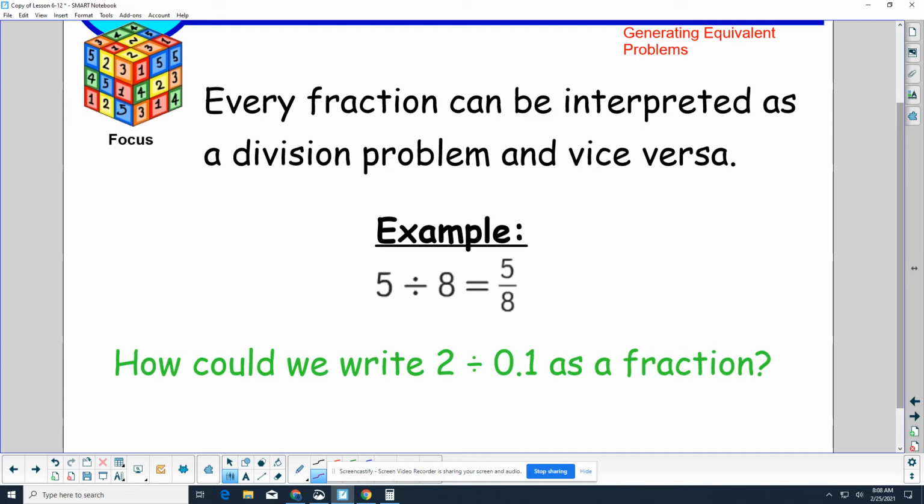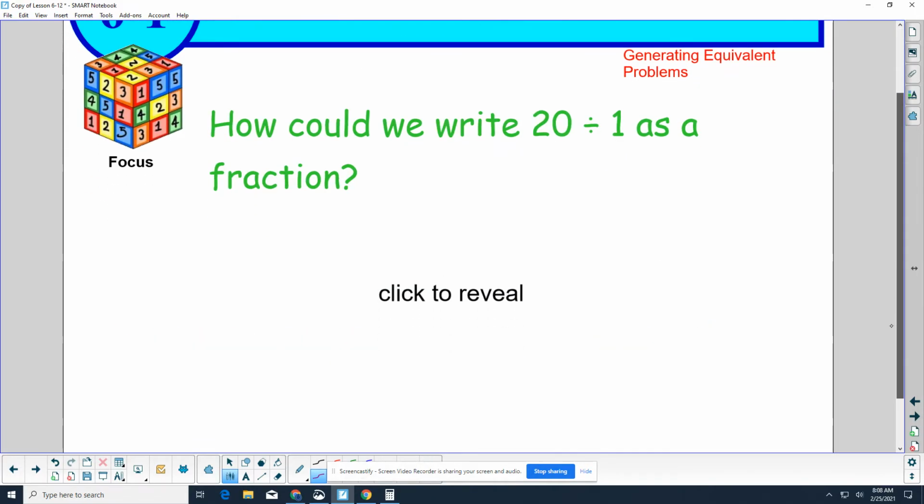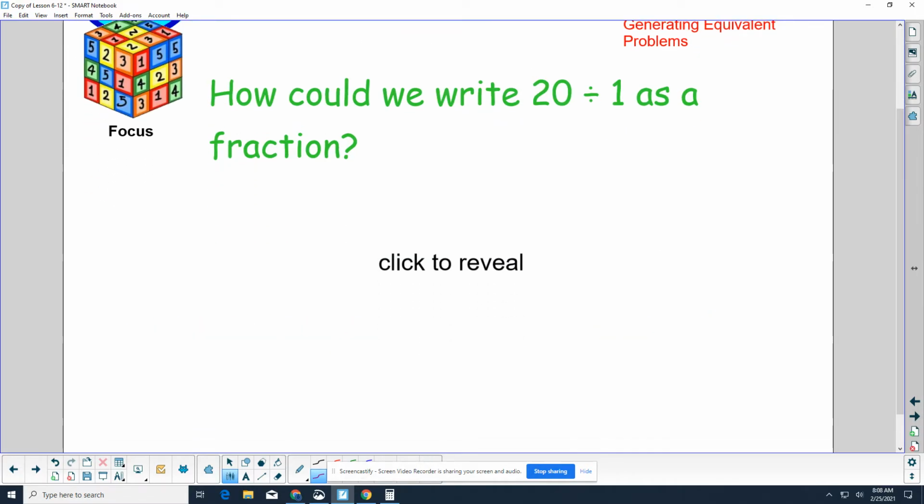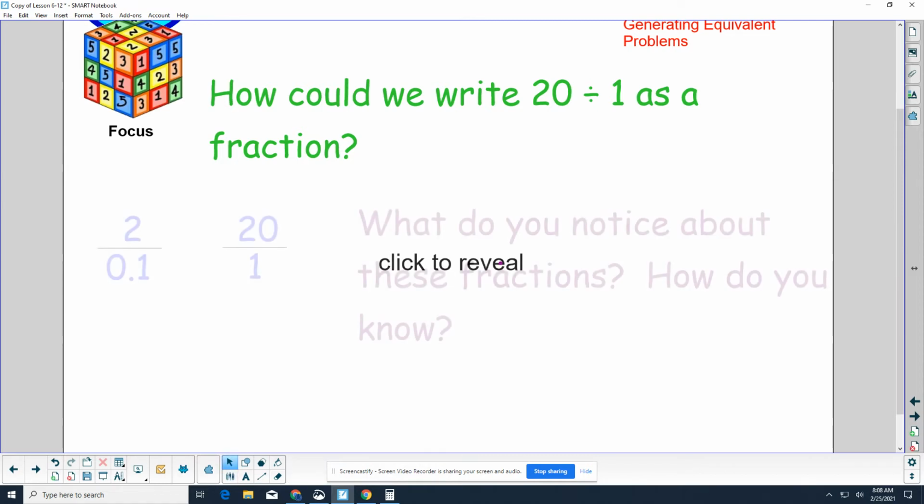Okay, so hopefully you've had a moment to think about that. If I wanted to write 2 divided by 1/10 as a fraction, we could rewrite it as 2 divided by 1/10, right? We obviously can't put 2 over 1/10 and have a fraction like that, but I could say 2 divided by 1/10. So we could write 20 divided by 1 as a fraction because we couldn't do the other way.